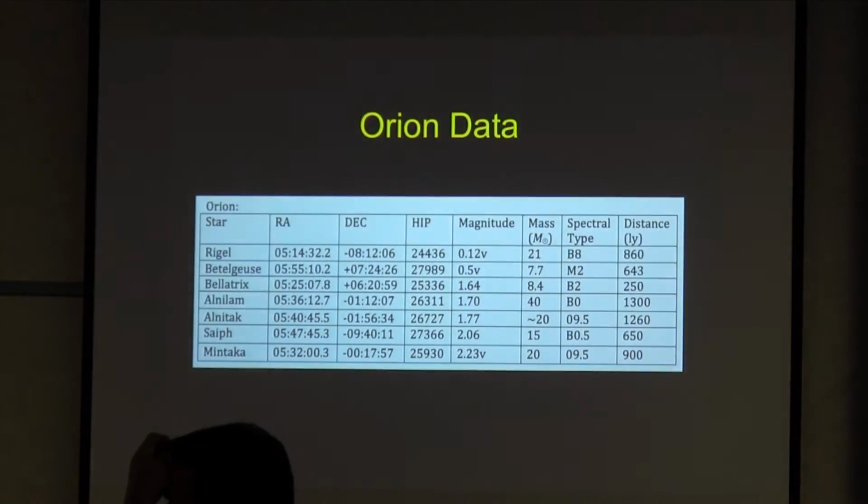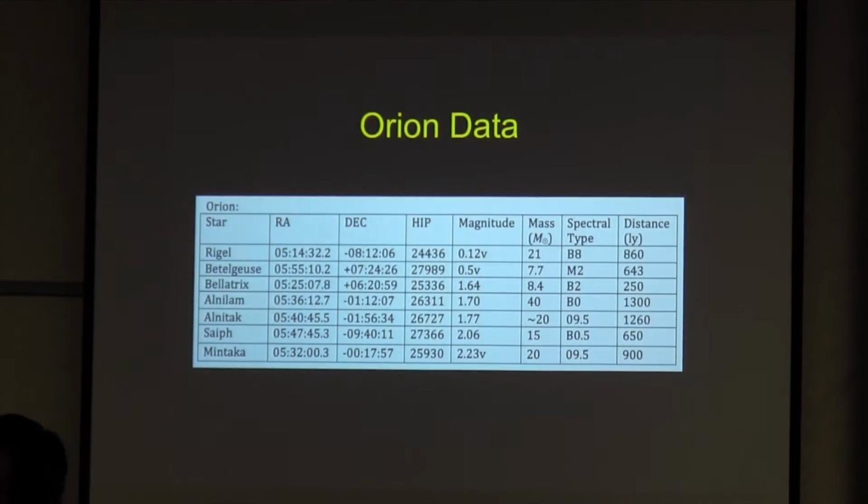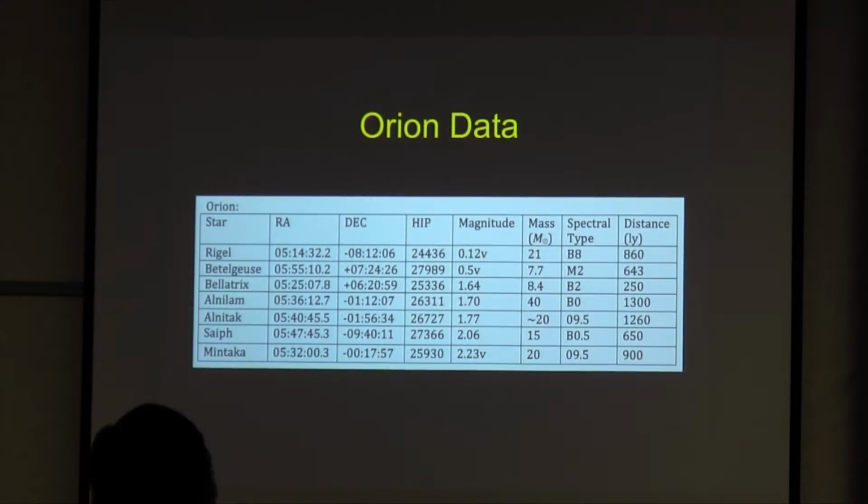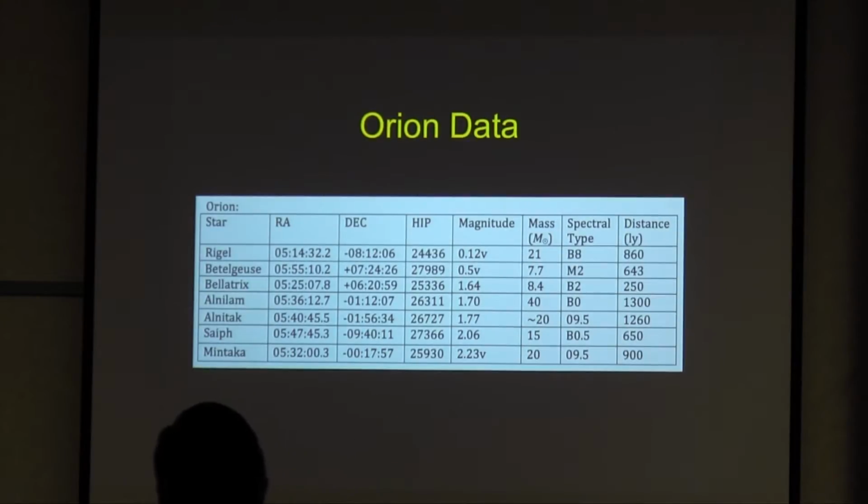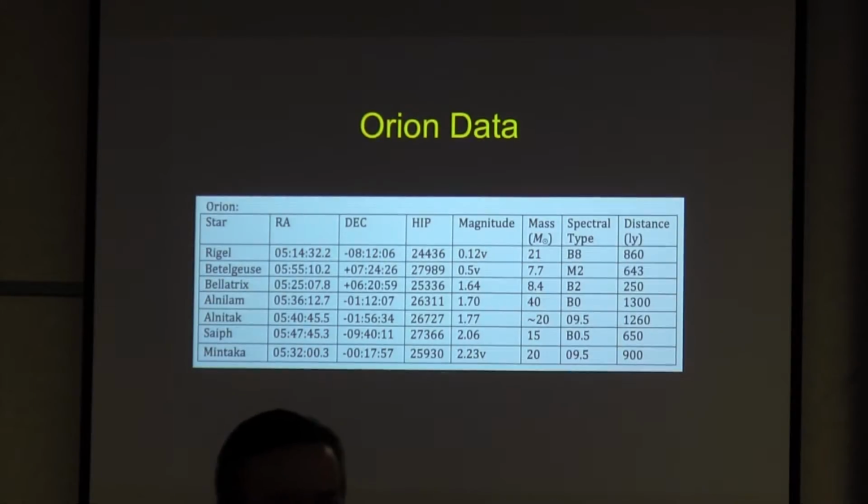So let's take a look at the Orion data. In the blue shirt here, can you tell me what is the smallest right ascension you see in that data? Which star? Rigel, okay, that's at 514, right? And over here in the purple shirt, what's the largest right ascension?